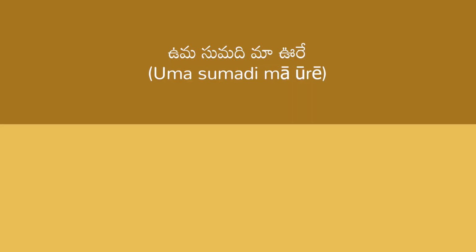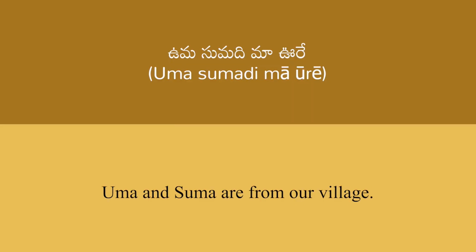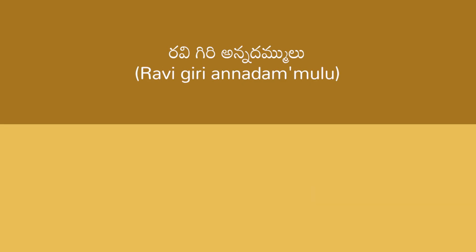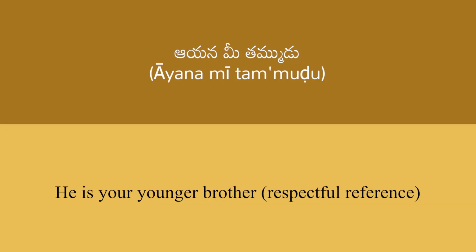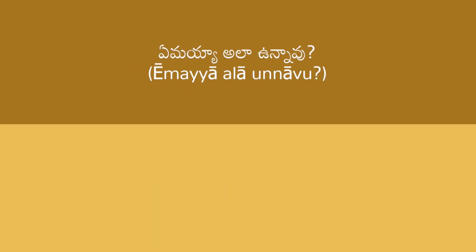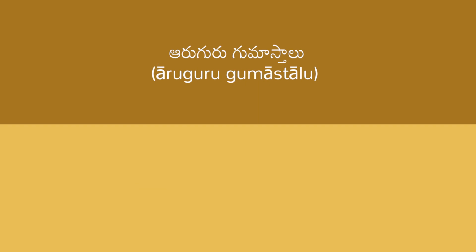The following section presents additional example sentences for analysis. Uma Sumadi Mavure, which means Uma and Suma are from our village. Ravi Giri Annadammulu. Ravi and Giri are brothers. Ayana మీ తమ్ముడు. He is your younger brother. ఏమయ్యా అలా ఉన్నావు? Which means, hey, why are you like that?